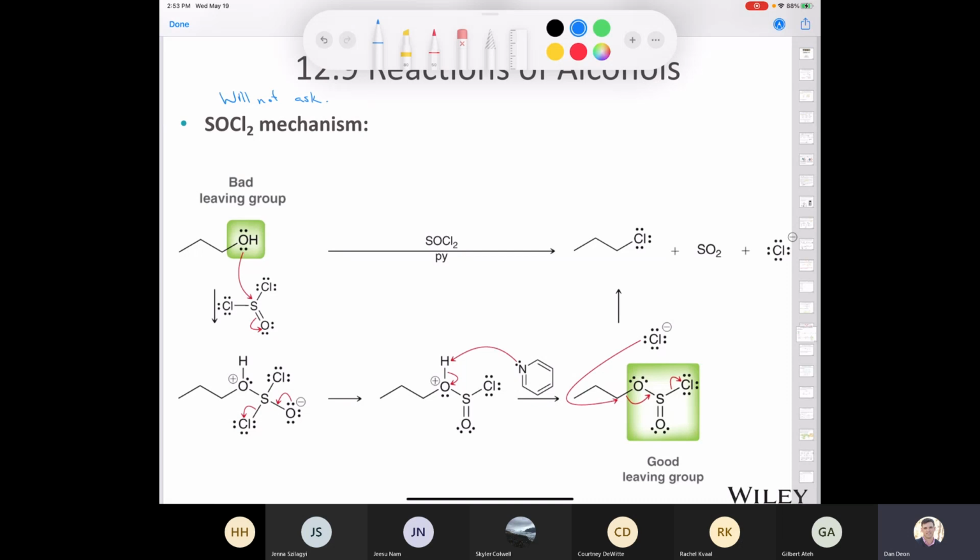But I always have somebody who's got an inquiring mind and wants to know these types of mechanisms, and it's shown here. What's cool about this mechanism is you give off sulfur dioxide, which is a gas, and so you can imagine that this is an irreversible reaction based off of Le Chatelier's principle, right? Because the gas isn't coming back into the reaction mixture.